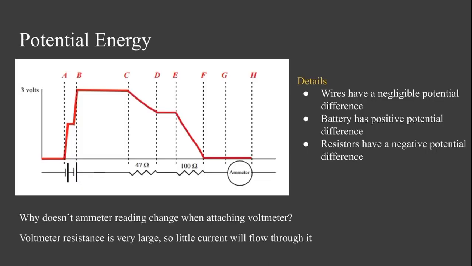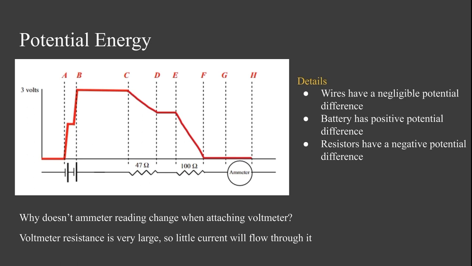Next, we want to analyze the potential energy throughout the circuit. As mentioned before, wires have negligible potential difference, which is why the graph remains constant throughout those points. Between points A and B, the potential energy raises to 3 volts. Between points C, D, and F, the potential energy drops back down and eventually reaches 0 once it makes a round trip. At point GH, we can see the ammeter reading remains at 0 when attaching a voltmeter.